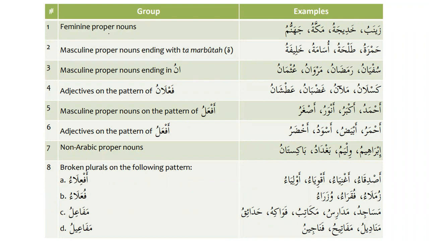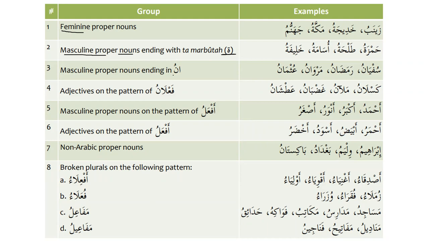For example, we have seen that the feminine proper nouns, for example, Zainabu, Khadijatu, Makkatu, and Jahannamu, they are diptote, or they are al-mamnu min as-sarf. They are feminine proper names. Similarly, masculine proper names, so here we have feminine and masculine proper names. Hamzatu, Talhatu, Usamatu, and Khalifatu, they end with ta marbuta. So they are masculine proper names and they end with ta marbuta. That means they are also diptotes.